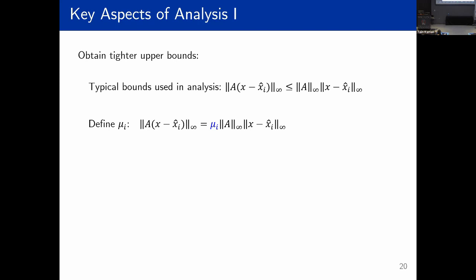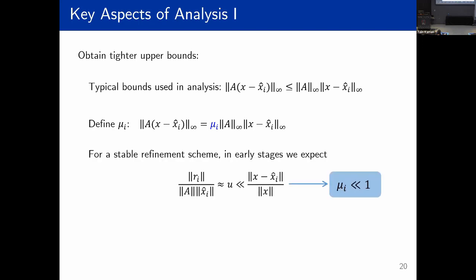But it turns out that this can be a very bad upper bound, depending on where we are in the iteration. So what I will do instead is define a quantity mu sub i, the exact ratio between the left and right hand sides here, and reason about its value. Say I'm at the beginning of my iterative refinement, so I've already done the initial LU solve.